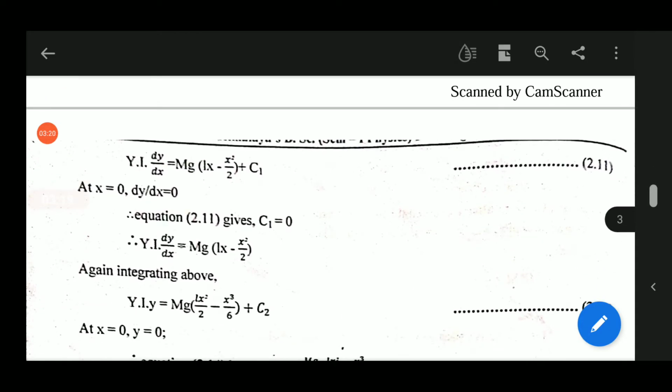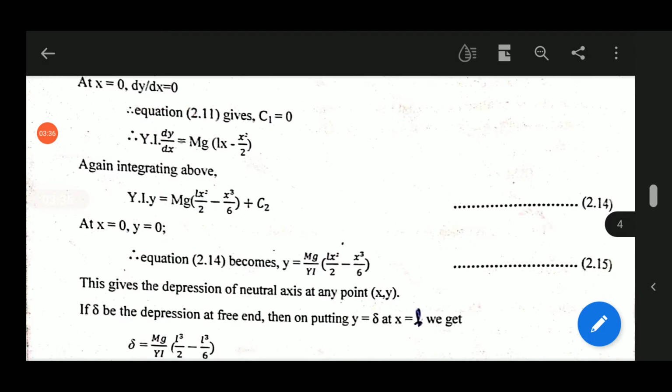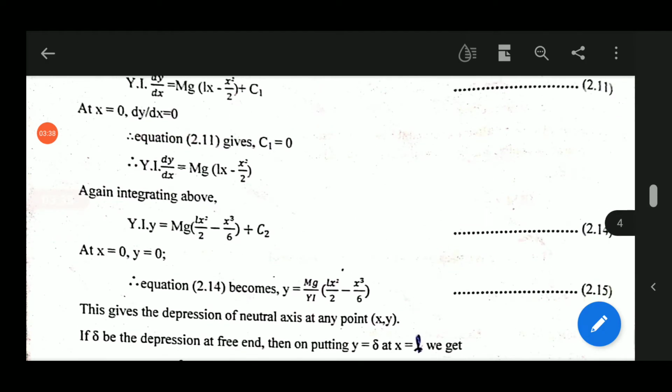Integrating the above equation again, we get Young's modulus Y into geometrical inertia I into y equals mg times (L x square by 2 minus x cube by 6) plus c2. At x equal to 0, y is equal to 0, so we get c2 equal to 0. Therefore, small y is equal to mg upon Young's modulus Y into geometrical inertia I, in bracket, L x square upon 2 minus x cube upon 6.